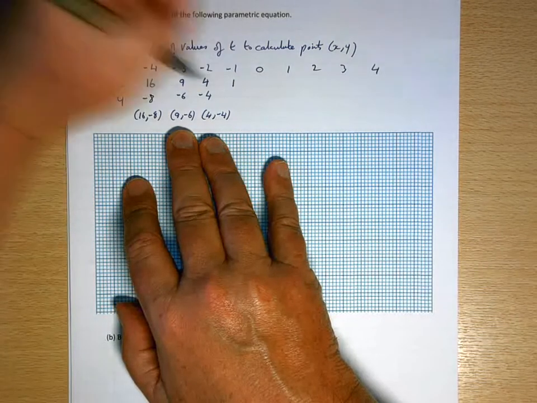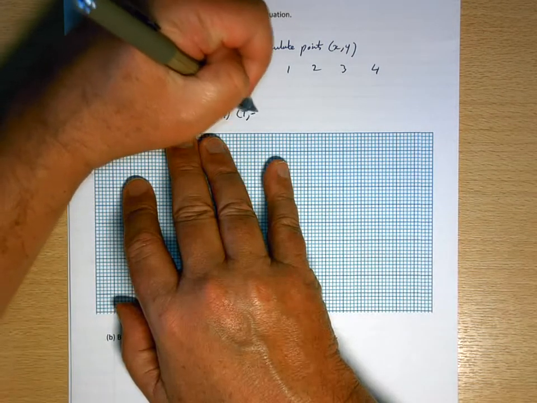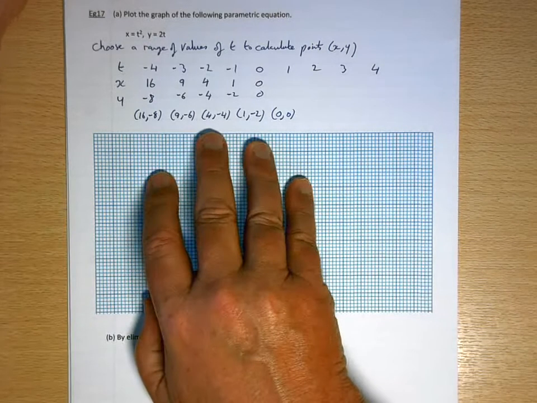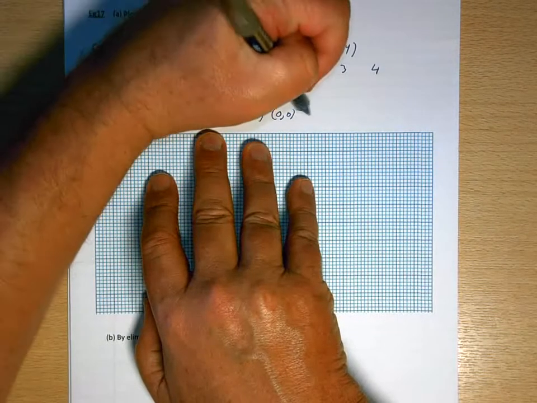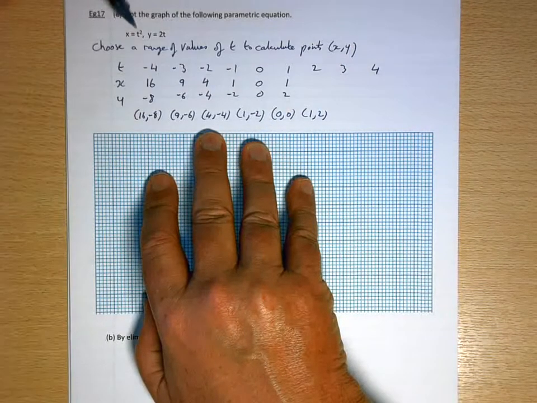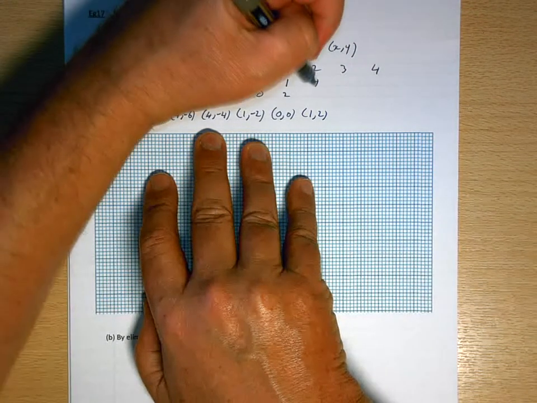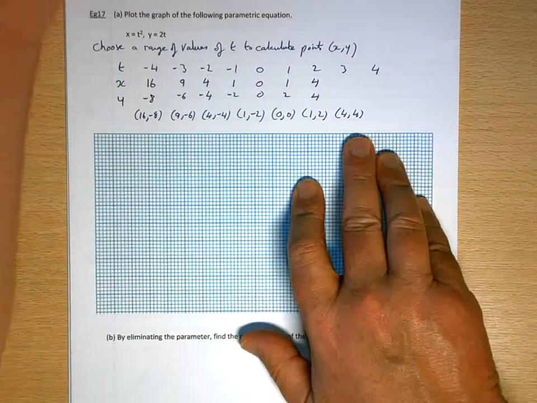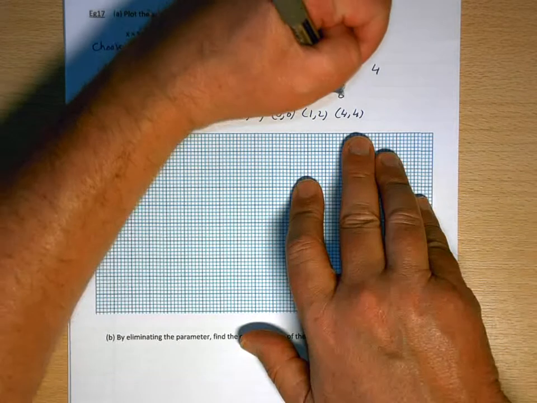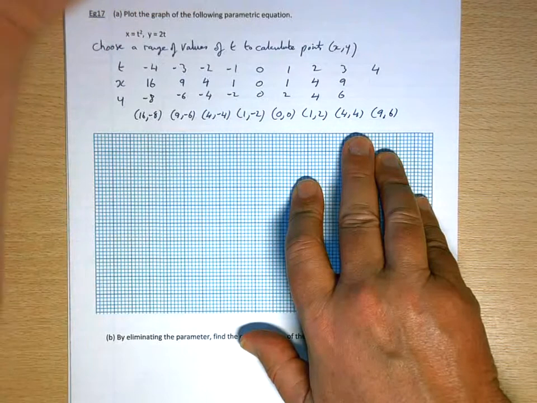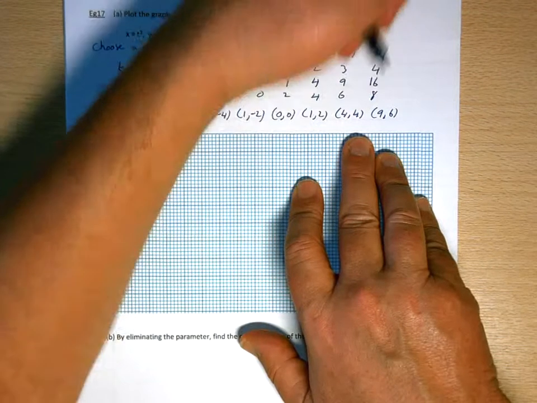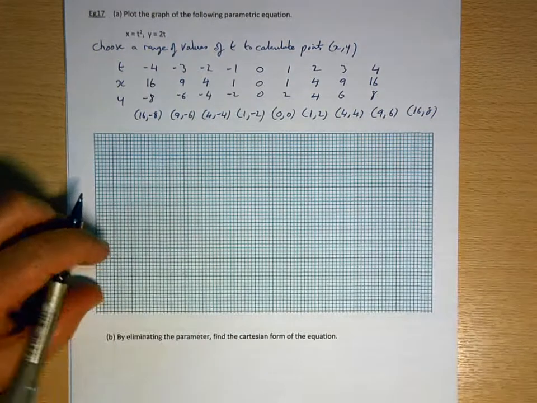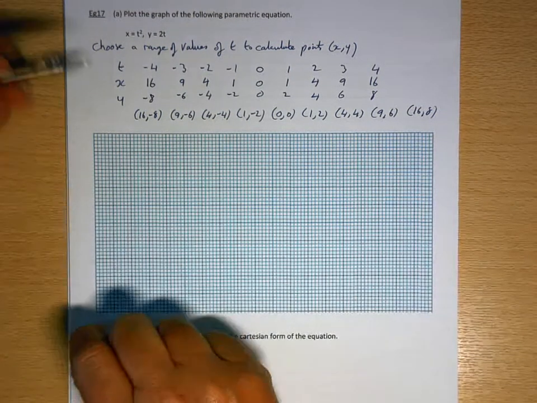1 and -2, 0 and 0, and then 1 squared and 2, and then t is 2, so 2 squared is 4, 2 times 2 is 4, 3 squared is 9, 3 twos is 6, and 4 squared is 16, 4 twos are 8. So that's the set of coordinates that we can plot on a Cartesian axis.